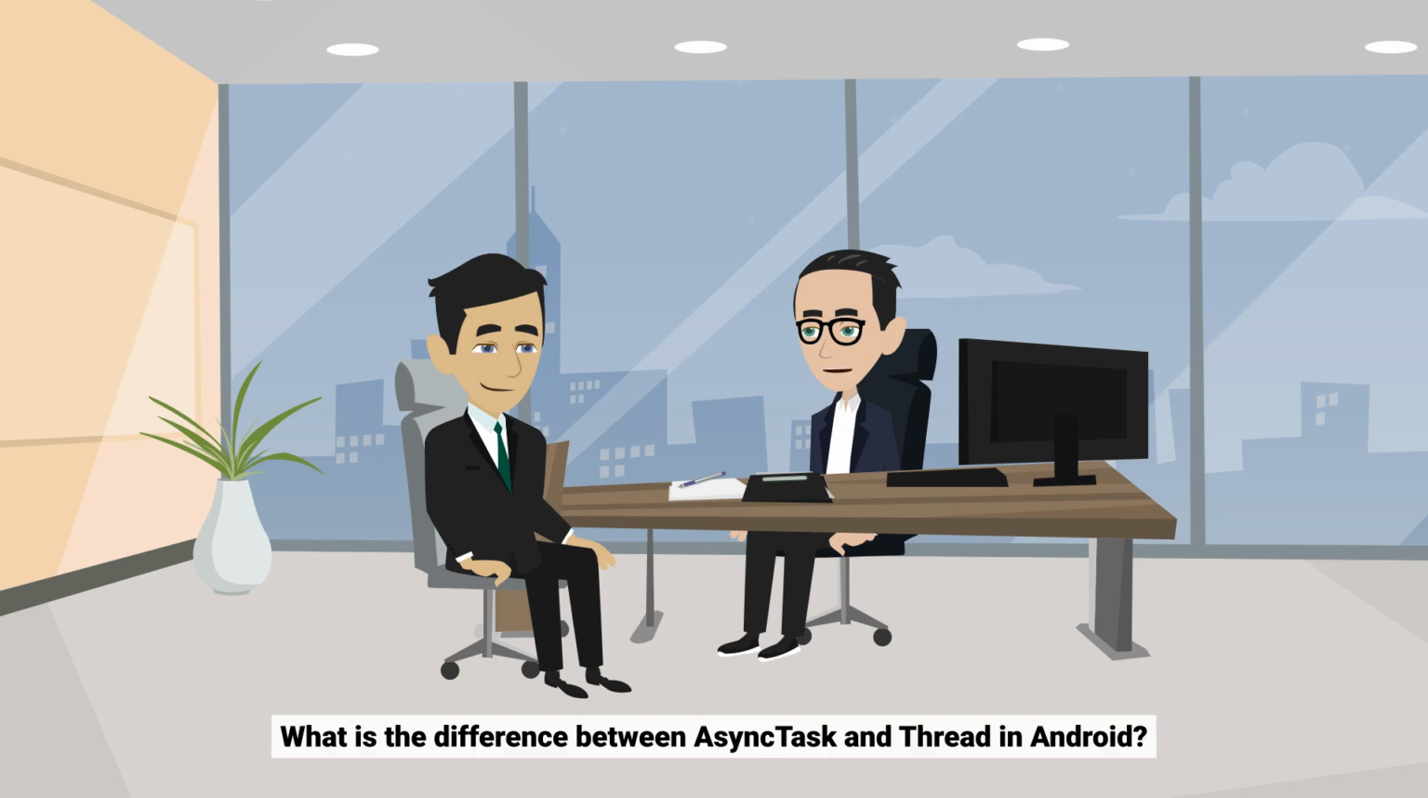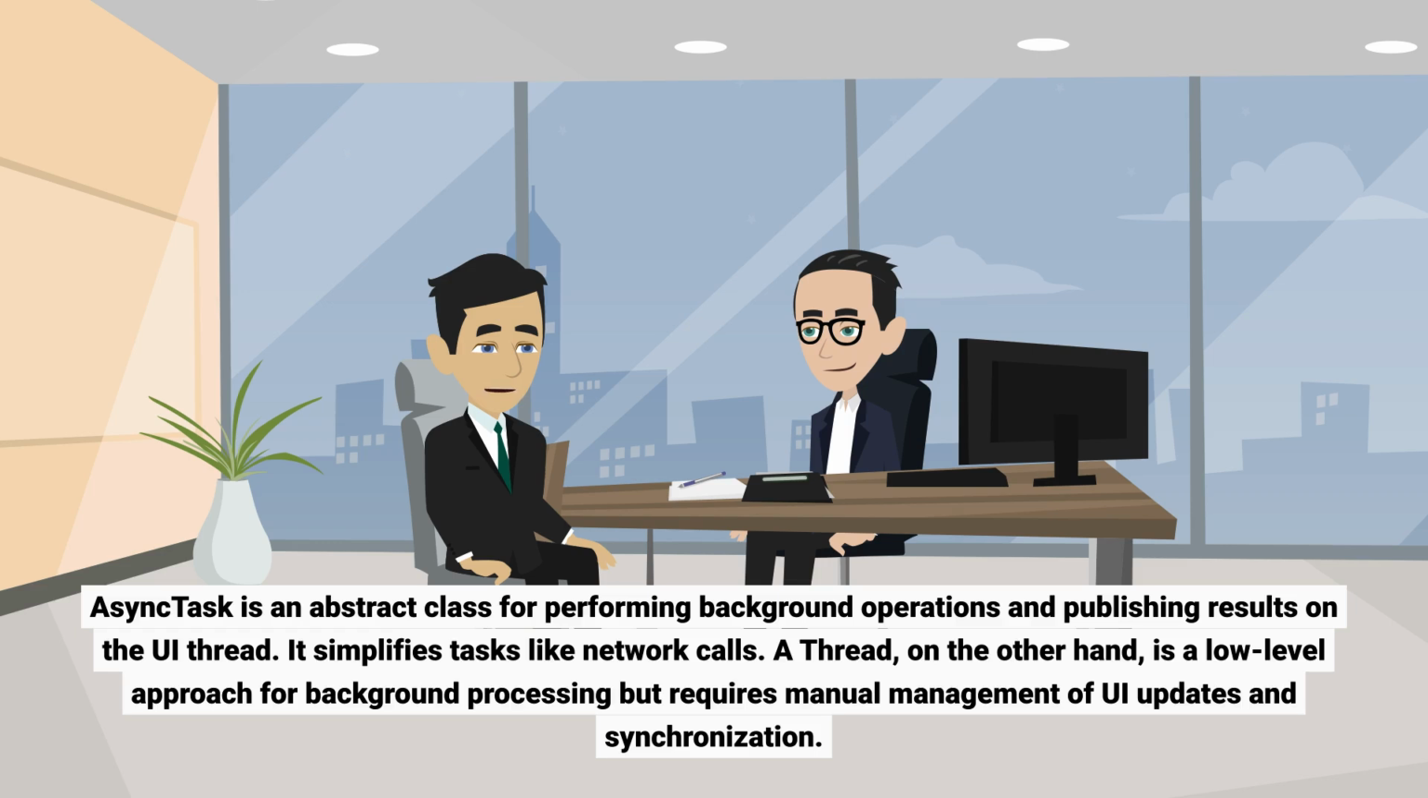What is the difference between AsyncTask and thread in Android? AsyncTask is an abstract class for performing background operations and publishing results on the UI thread. It simplifies tasks like network calls. A thread, on the other hand, is a low-level approach for background processing, but requires manual management of UI updates and synchronization.